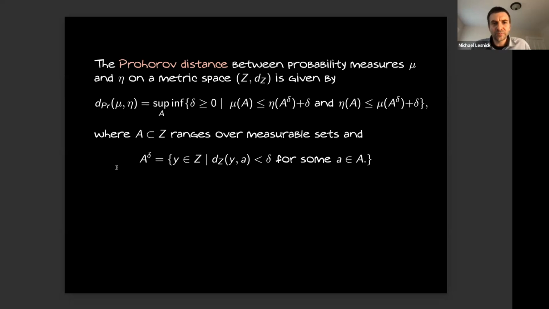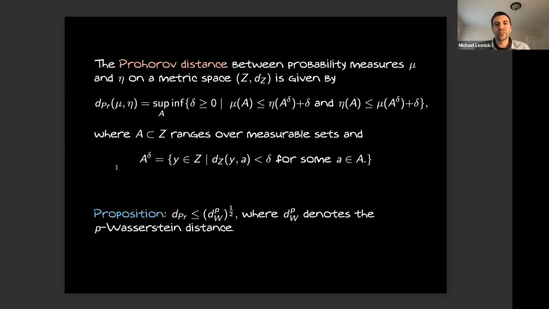where the thickening of the set is defined in the way that you would expect. Okay, and this distance has been used in places in TDA, but perhaps the P-Wasserstein distance is more popular. This distance, the Prohorov distance, is a lower bound for the square root of the P-Wasserstein distance. So any stability result that I state using Prohorov yields a stability result for Wasserstein via this proposition here.